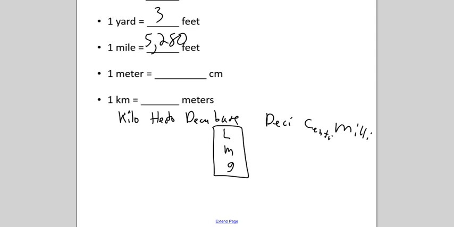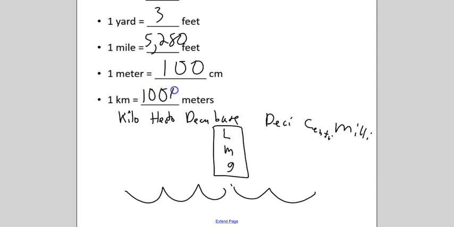So 1 meter, we're right here. How many centimeters is that? Well, you're going to move the decimal 2 places to the right. So that's 100 centimeters. 1 kilometer is over here. How many meters is that? Well, you're going to move the decimal 1, 2, 3 places to the right. So that's 1,000 meters. It's a very easy way to work with metric.